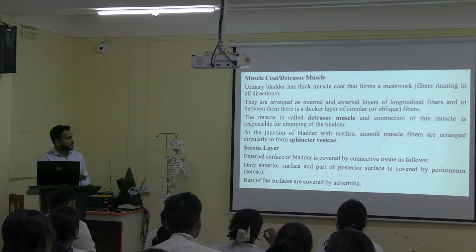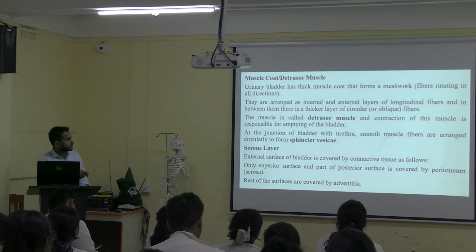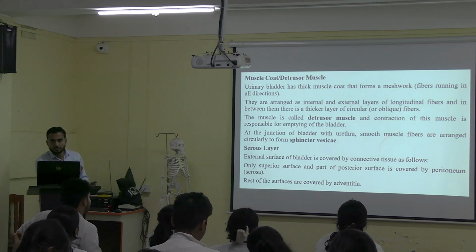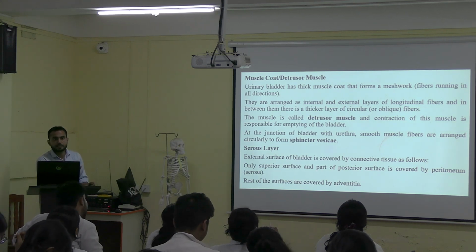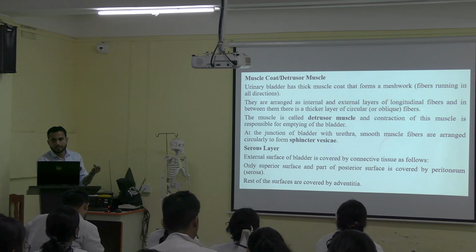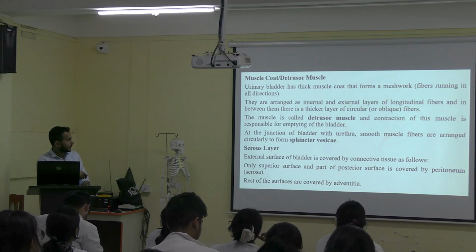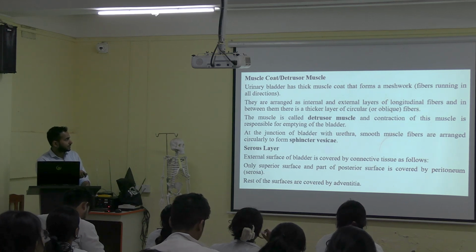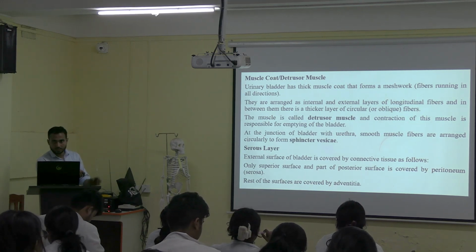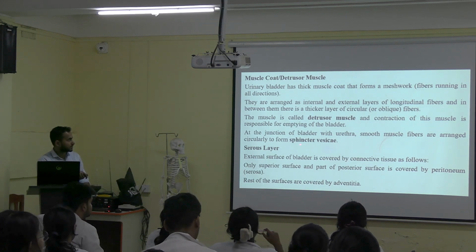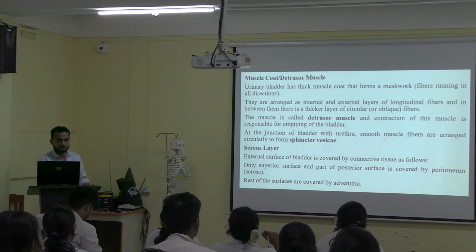In the muscle coat, I have already told you the arrangement, and it is also called the detrusor muscle. What is the function of the detrusor muscle? When contraction takes place, it helps in emptying of the bladder. Now at the junction between the bladder and urethra, the smooth muscle fibers are arranged circularly to form the sphincter vesicae. That also you have studied.